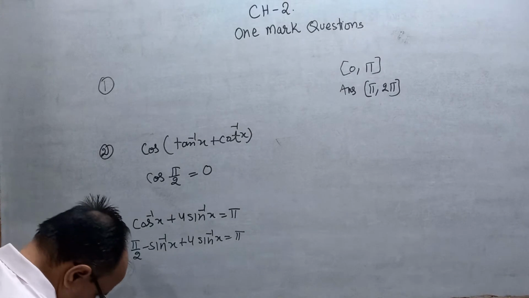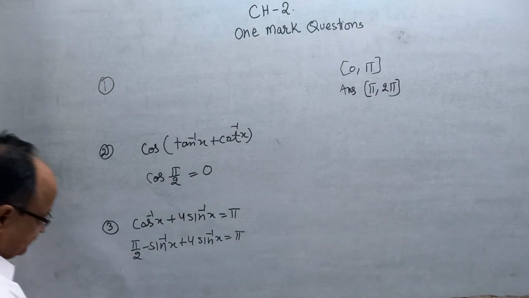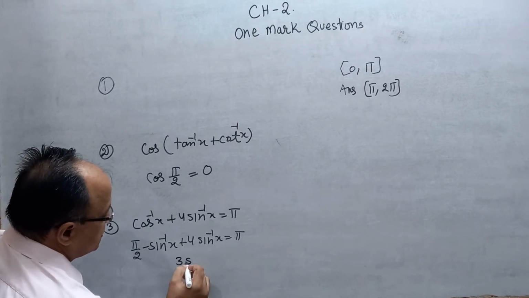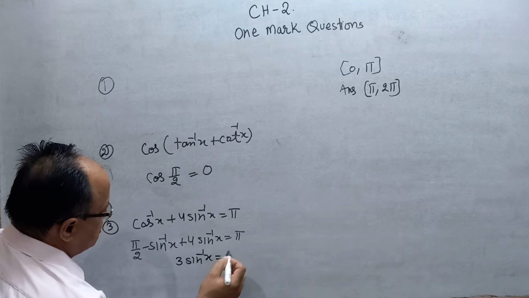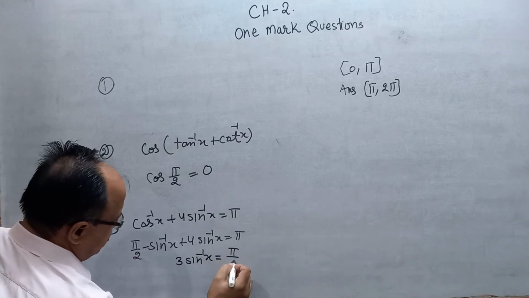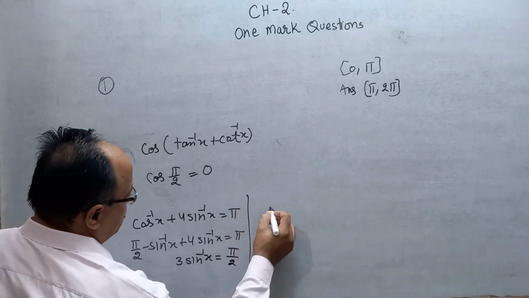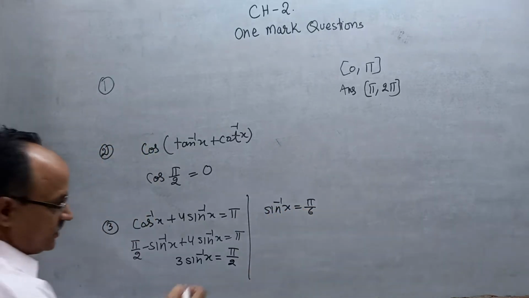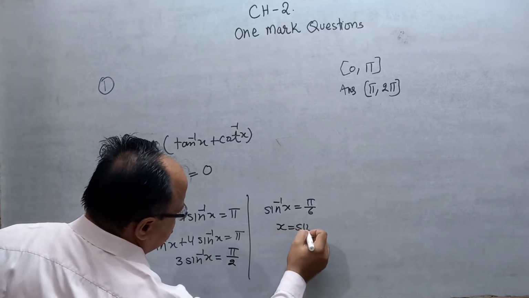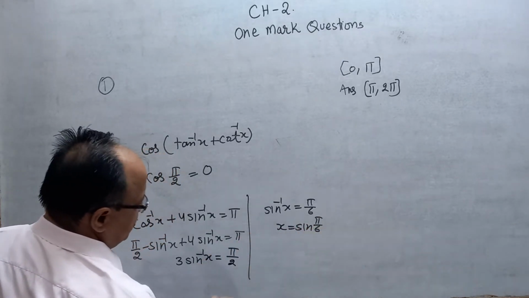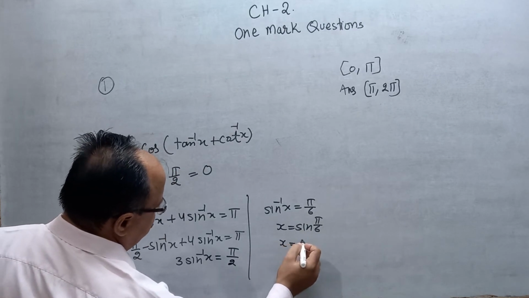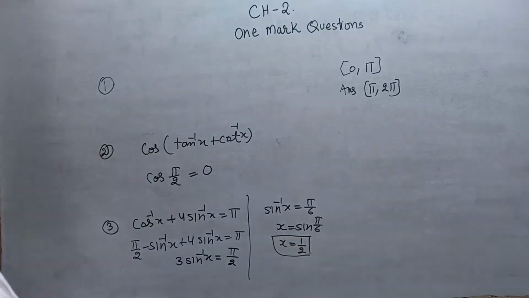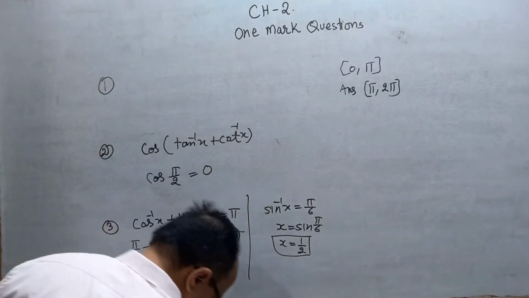Therefore, you can see 4 sin inverse x minus 1 sin inverse x, that is 3 sin inverse x, is equal to pi minus pi by 2, that is pi by 2. Therefore sin inverse x is equal to pi by 6. Clear? x is equal to sin pi by 6. Therefore sin 30, you know very well, is 1 by 2. This is the answer.